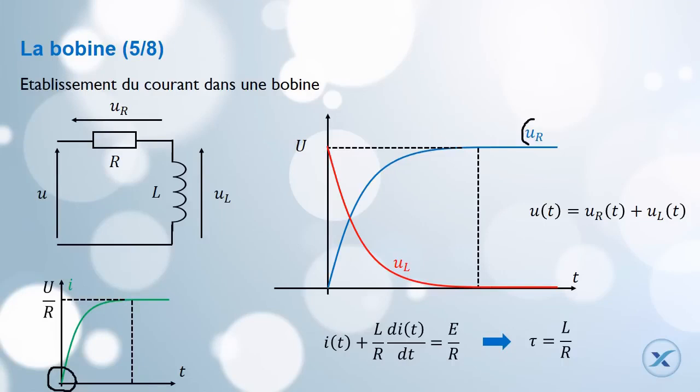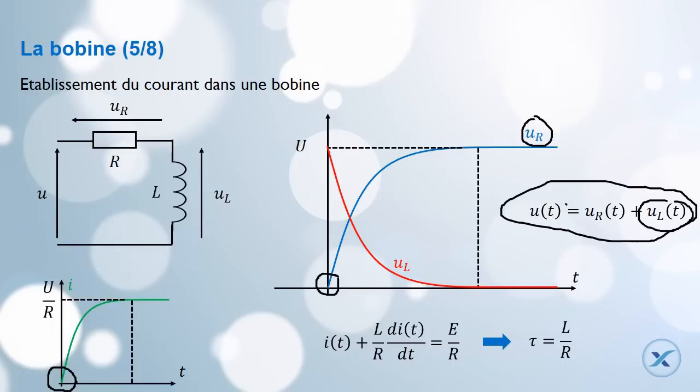Given that we have UR, which is equal to R i, UR is equal to 0. And since we have the mesh law, U is equal to UR plus UL, we see that the voltage UL is then equal to U. And that's exactly why when we apply a voltage, which we call capital U, the voltage across the inductor then becomes equal to capital U. Then, little by little, the inductor will store energy and the current will then increase. This causes the voltage UR to increase as well, and always to respect the mesh law, the voltage UL will decrease.